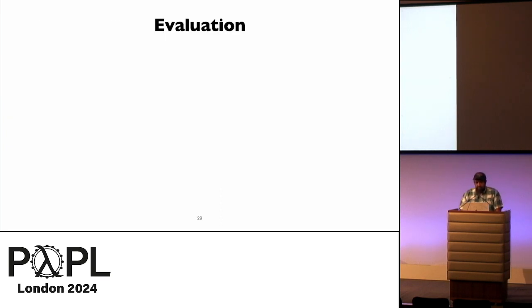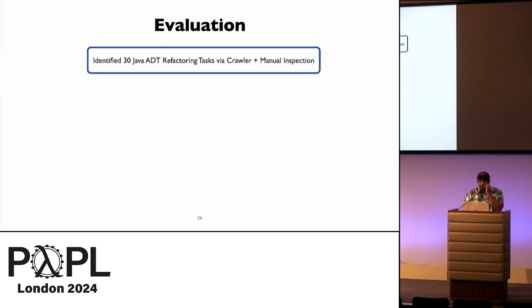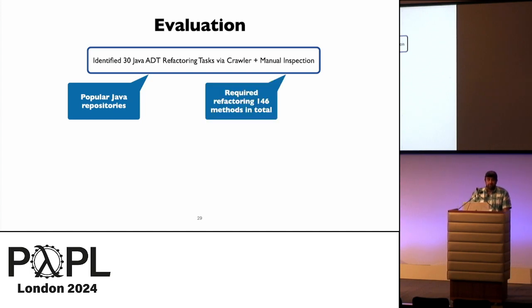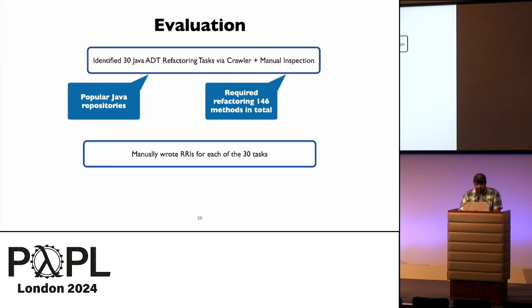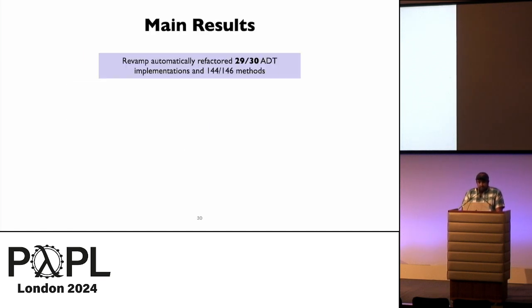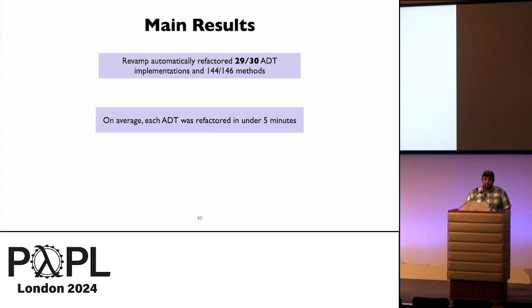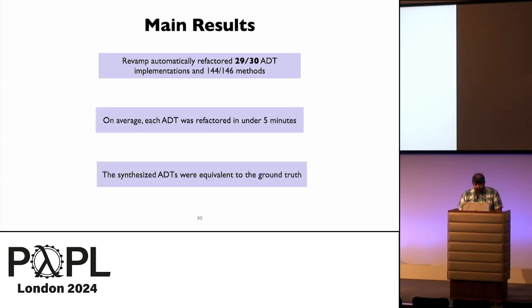Okay, so to evaluate Revamp, we manually gathered 30 ADT refactoring tests from Github. They were taken from popular Java repositories, and in total, this required refactoring around 146 methods. And we manually wrote these representation invariants for all 30 refactoring tasks. So the key takeaway is that Revamp automatically refactored 29 out of 30 implementations and 144 out of the 146 methods. On average, the refactoring took under 5 minutes.